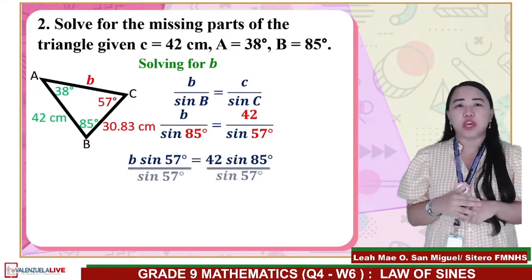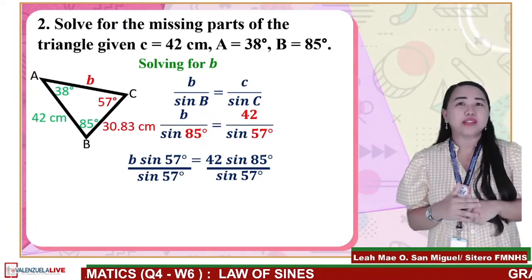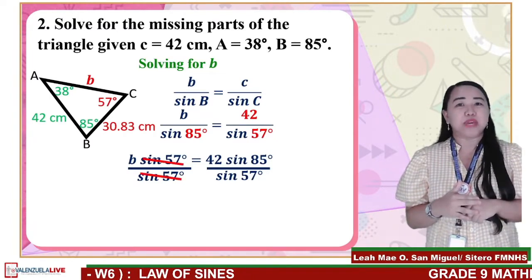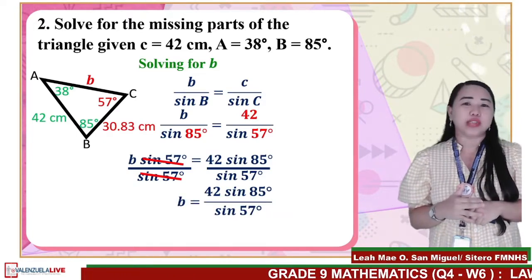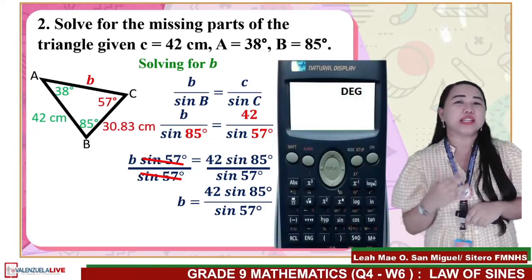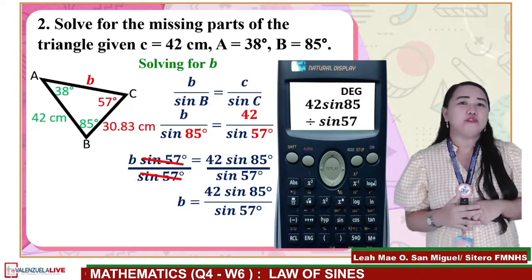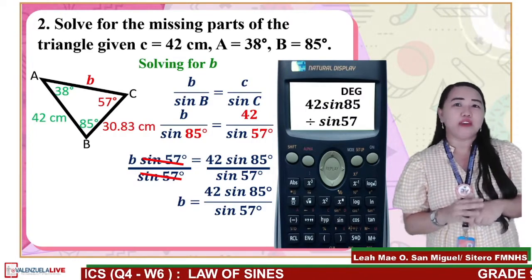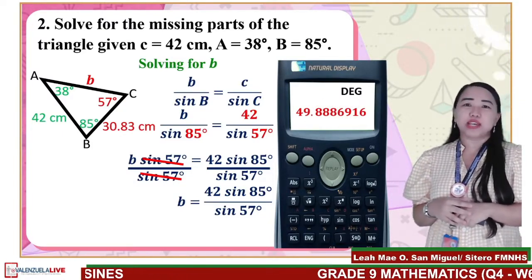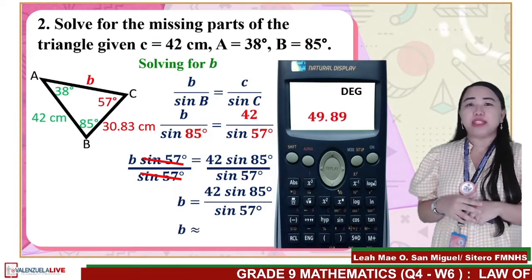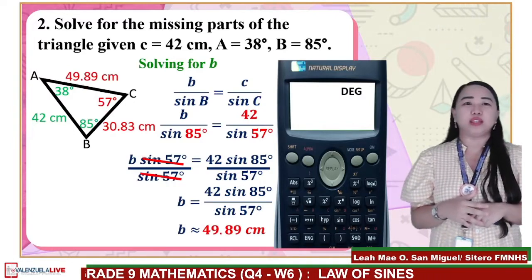Divide both sides of the equation by sine 57 degrees so that B is isolated on one side of the equation. We get B is equal to 42 times sine 85 degrees over sine 57 degrees. Using the scientific calculator in degree mode, type 42 sine 85 divided by sine 57. And this is the answer. Rounding it off to two decimal places, we get 49.89. Thus, B is approximately 49.89 centimeters.